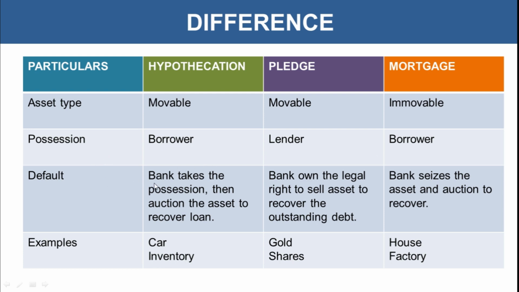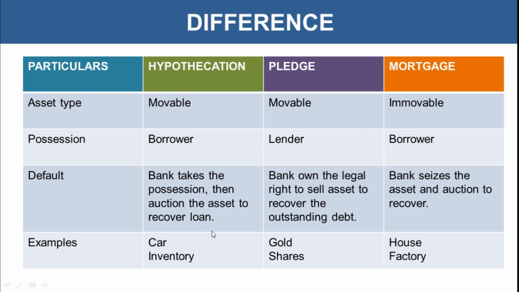Now what happens in case of default? Until default happens, all the assets are safe with the borrower. However, in case of default in hypothecation, the bank can take the possession from the borrower through legal proceedings and then auction your asset to recover the loan. In pledge also, because you have already given the possession, the bank has the legal right to sell your asset to recover the outstanding debt. In mortgage, if you default even after many warnings and on a huge amount of your EMIs, the bank seizes the asset and auctions it to recover the loan amount.